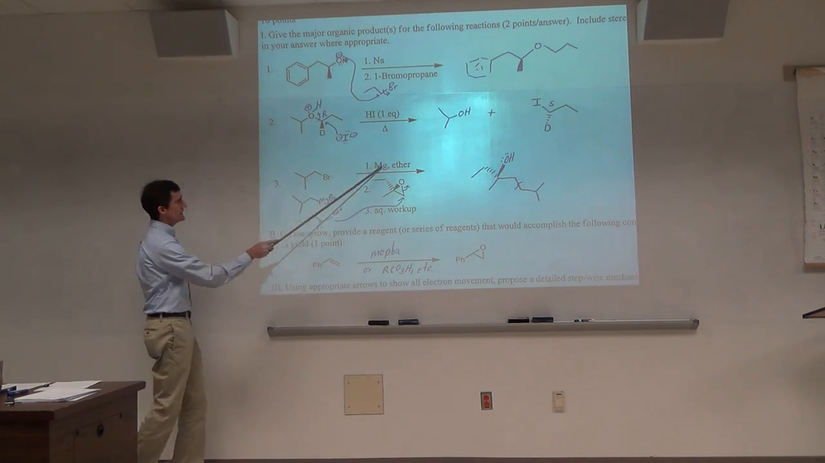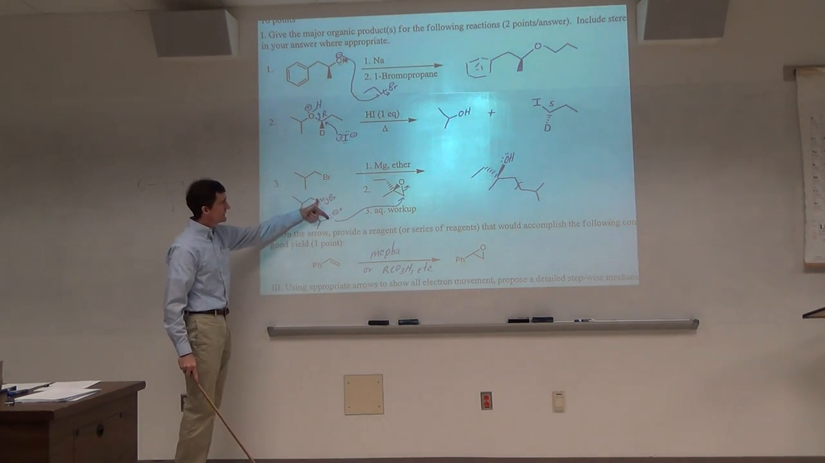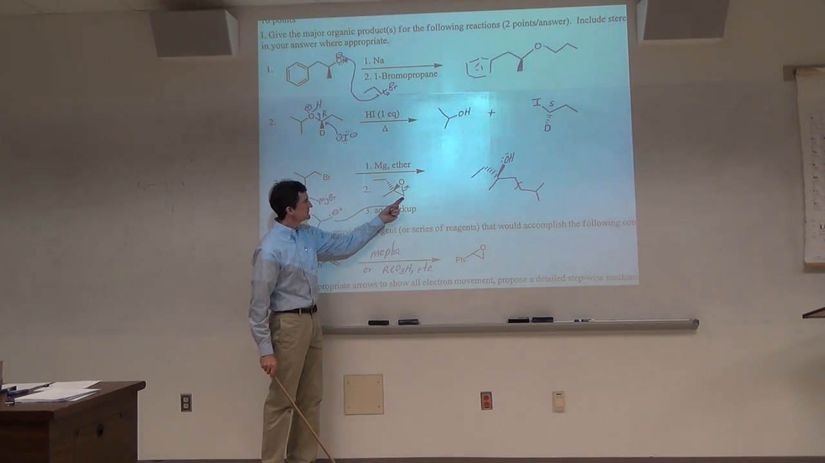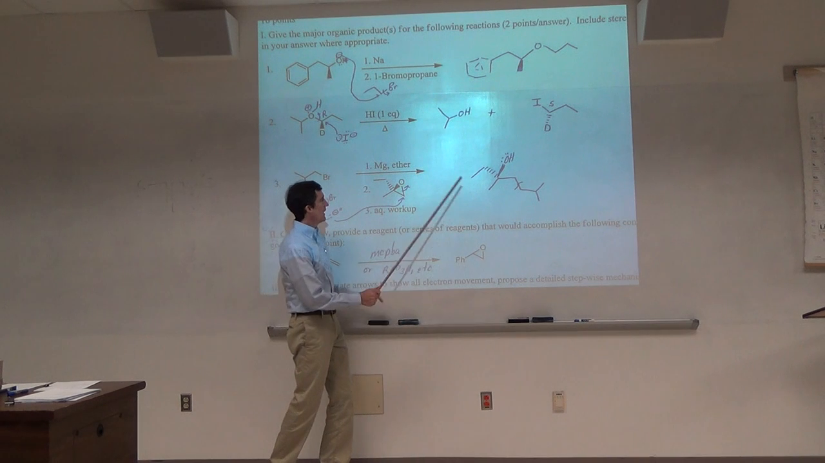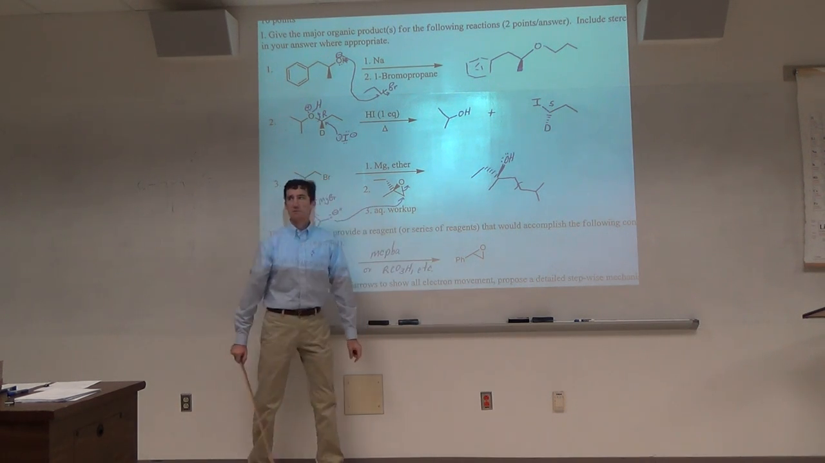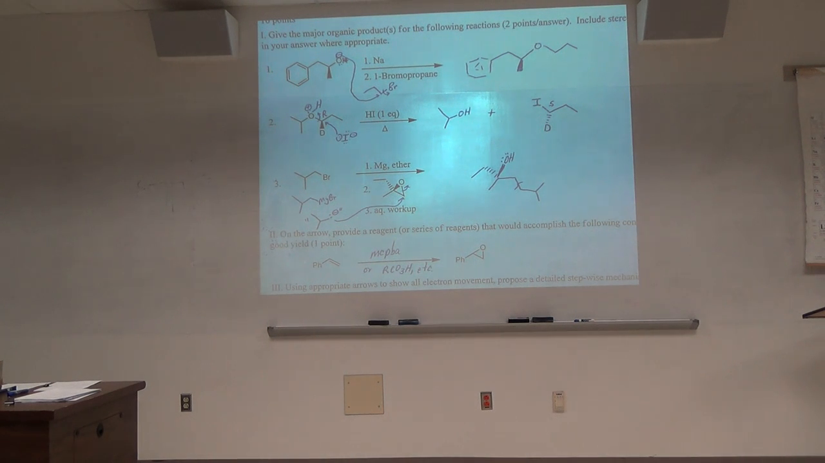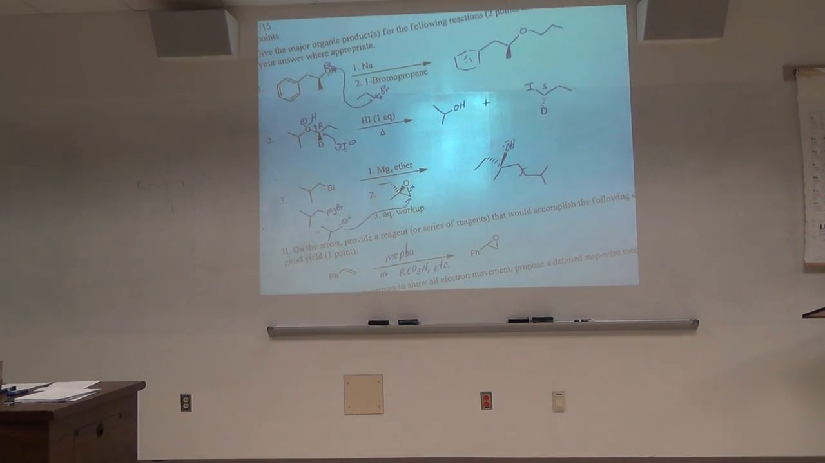Alkyl halide with magnesium makes Grignard. It's essentially the carbanion. We put in the epoxide. Carbanion does SN2 at the less substituted site, kick off the oxygen. Aqueous workup puts H on the oxygen. How we do? Questions?